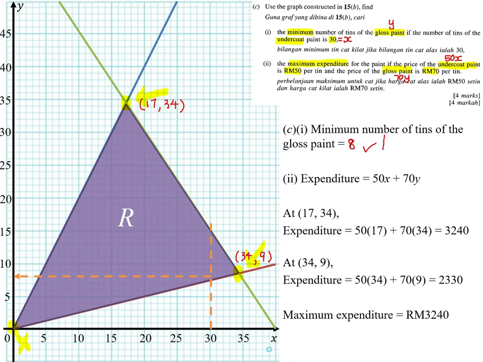For C1, 1 mark will be given. 1 mark only, there is no working step. For the second question, 1 mark will be given for you to get the coordinate which gives you the maximum expenditure, which is 17, 34. The second mark will be given once you substitute the coordinate into the equation of 50x plus 70y. The third mark will be given after you get your answer, RM3240.